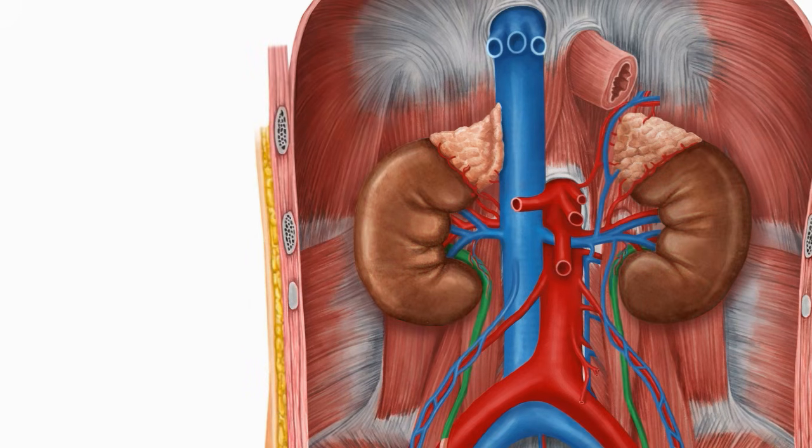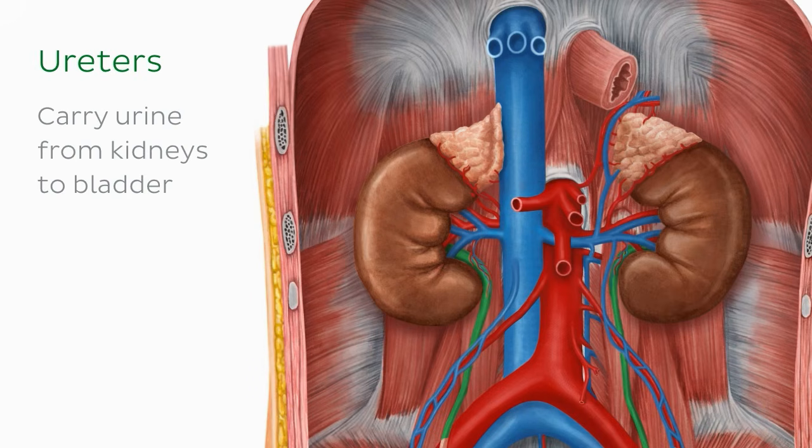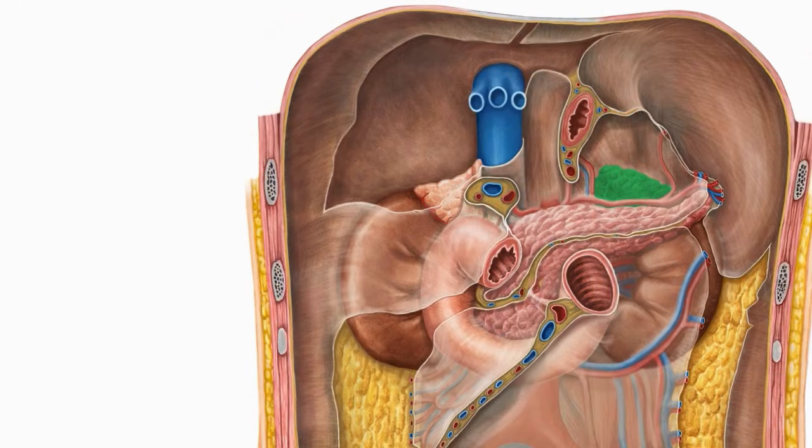Sticking with this view, let's have a look at the ureters, which you can now see highlighted in green. The ureters carry urine from the kidneys to the urinary bladder, and they are also retroperitoneal. Let's shift up a little on our image and have a look at the suprarenal glands.